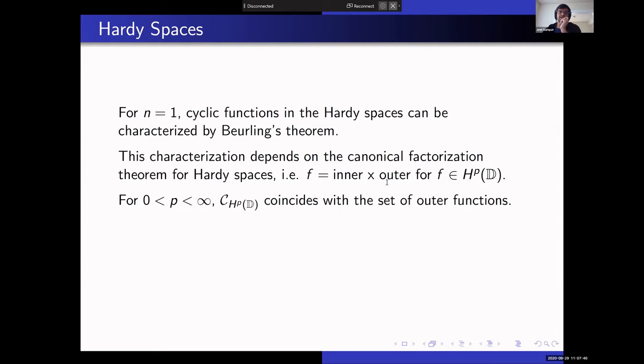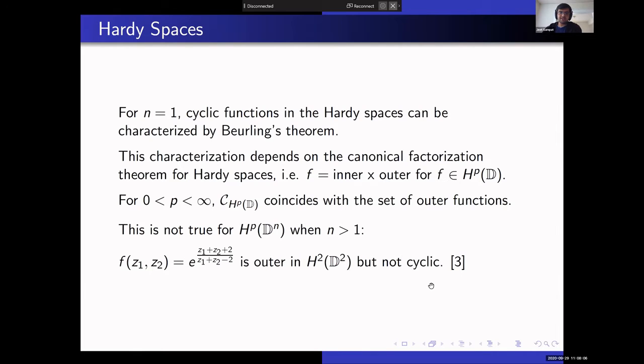Both of these kinds of functions, inner and outer, are reasonably well understood. And this is what brings a sort of algebraic structure to the Hardy spaces in one variable. But for n greater than 1, we know that this is not true. In fact, neither of these theorems holds true.